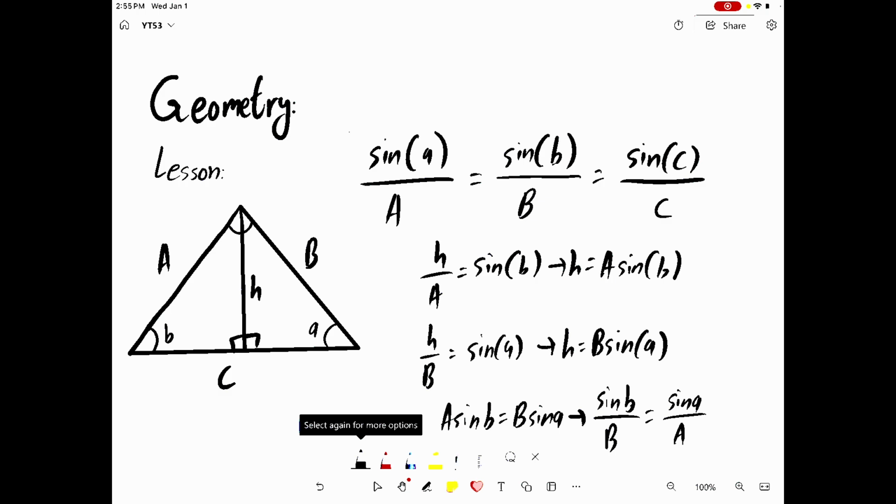So now let's do that again for a different vertex, and that's going to prove the theorem. Because if we prove sine B over b is equal to sine C over c, that means sine A is also equal to sine C. So that just proves the whole theorem. So let's do it really quick.